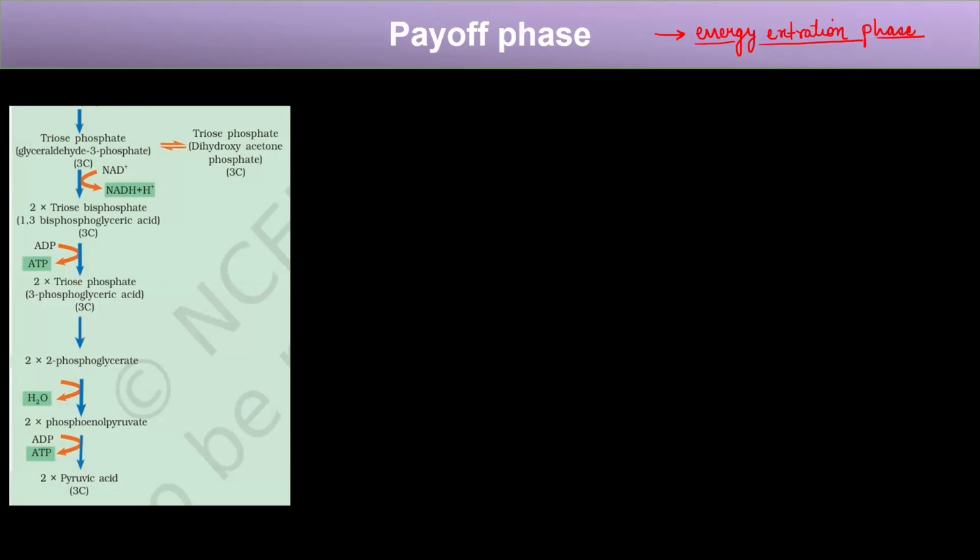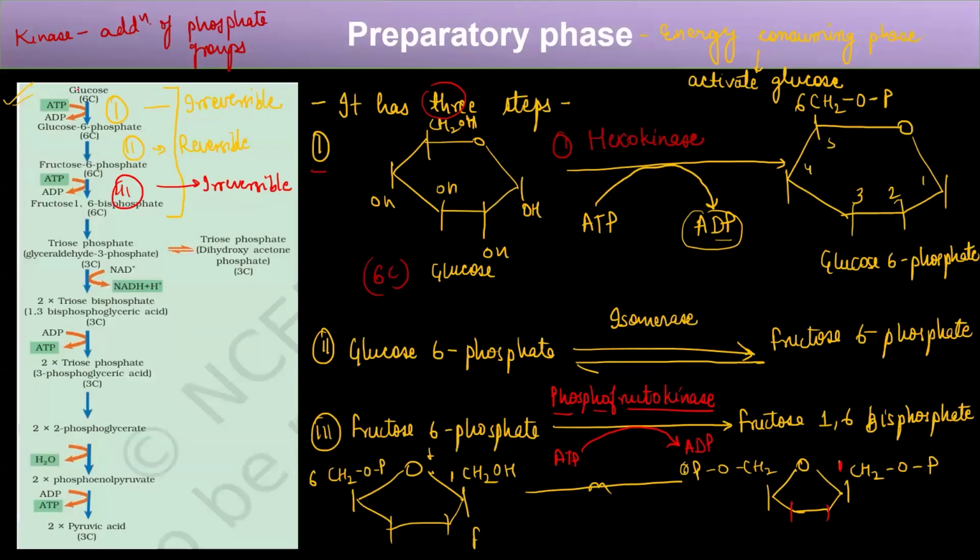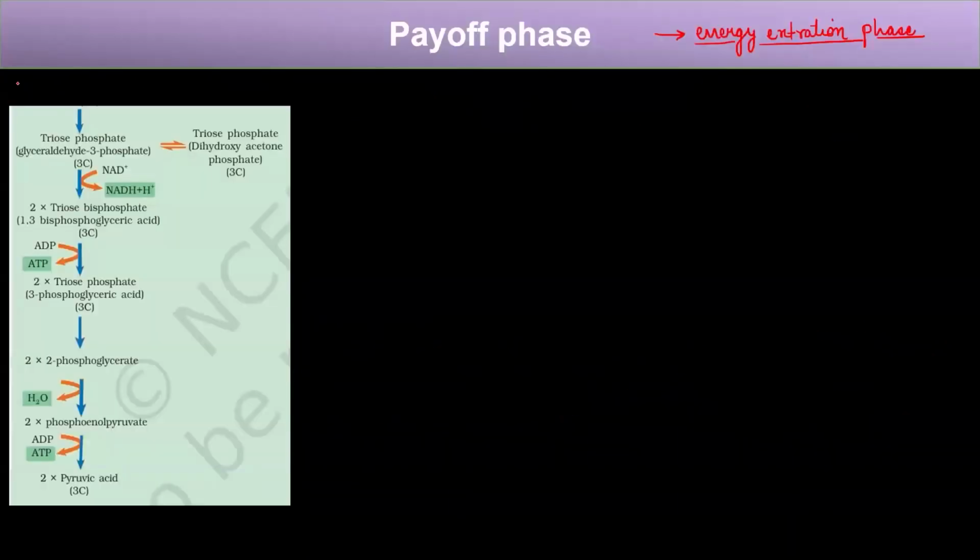So we saw the last reaction, what we had formed. We have formed fructose 1,6-bisphosphate, right? Now this fructose 1,6-bisphosphate gets converted into subsequent compounds or products.